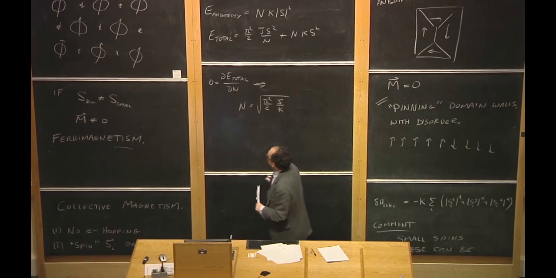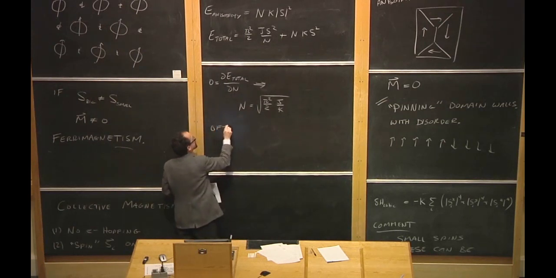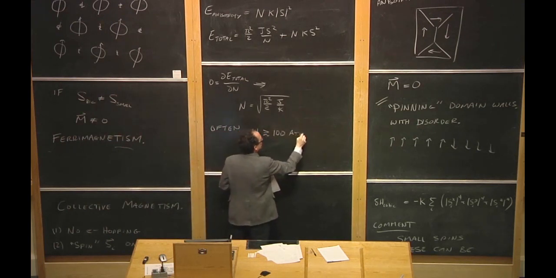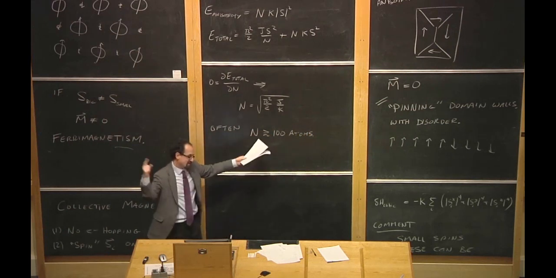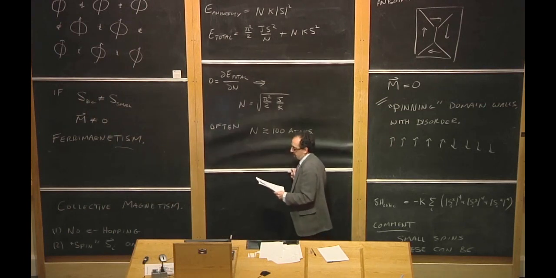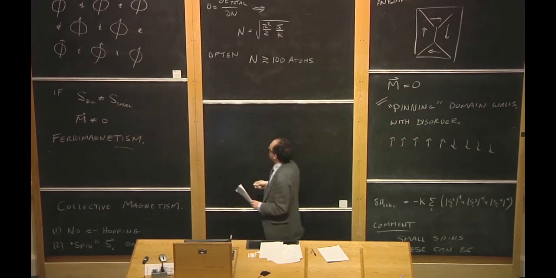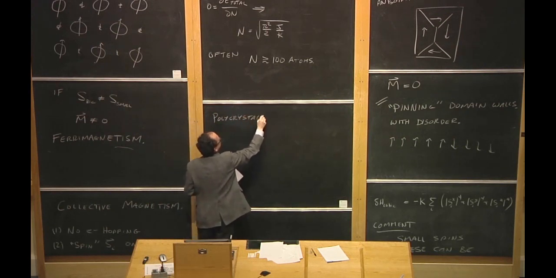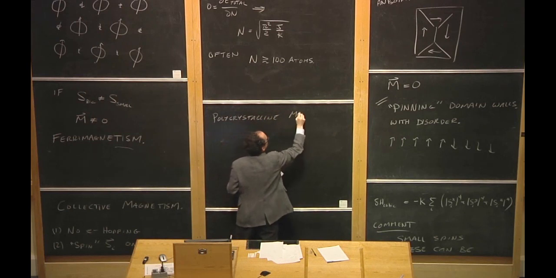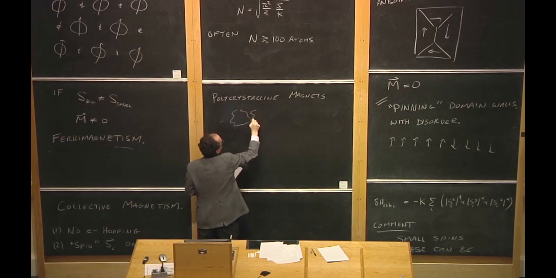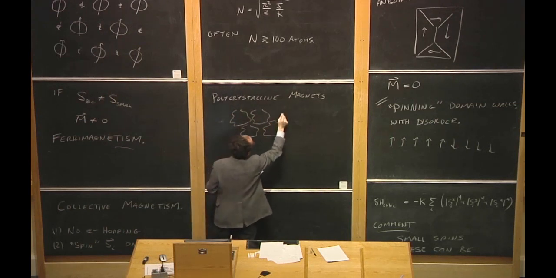Now, in real magnets, it's very often the case that n is greater than or about equal to 100 atoms. So you can have these block walls or domain walls or Néel walls be actually quite wide. Now, this is actually quite important if you start thinking about polycrystalline magnets. So now we're talking about lots of little crystallites of magnetic material separated from each other.